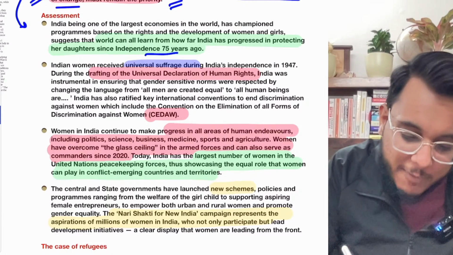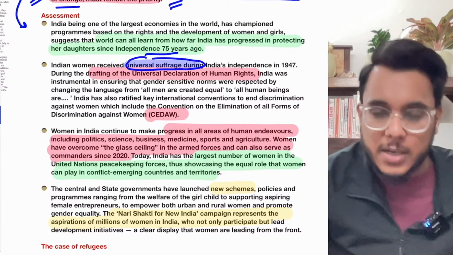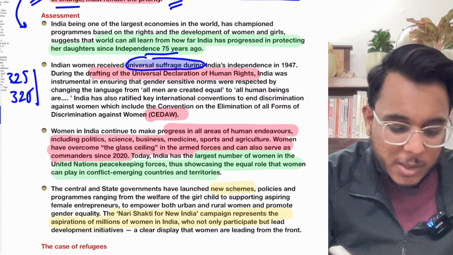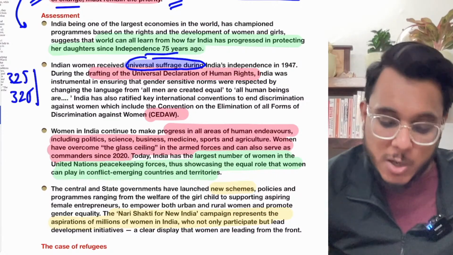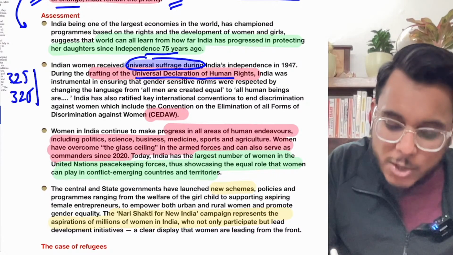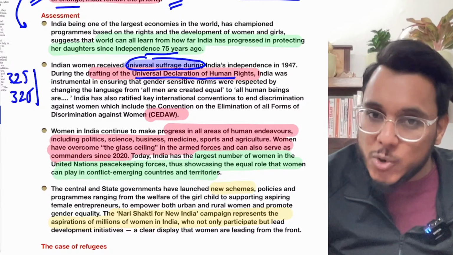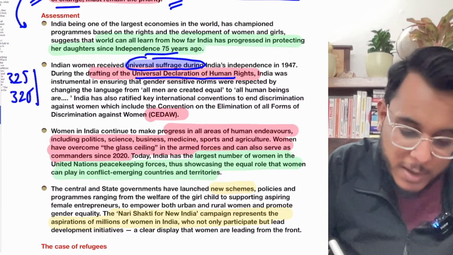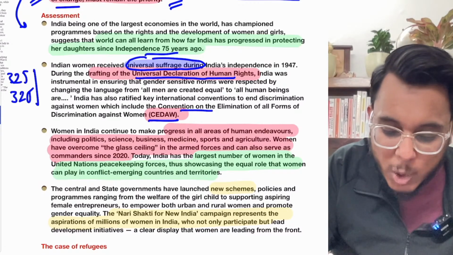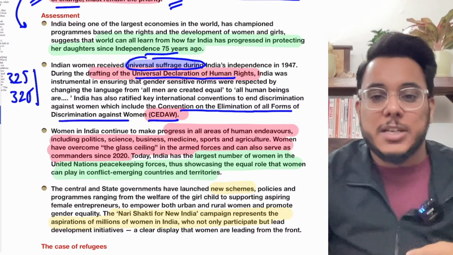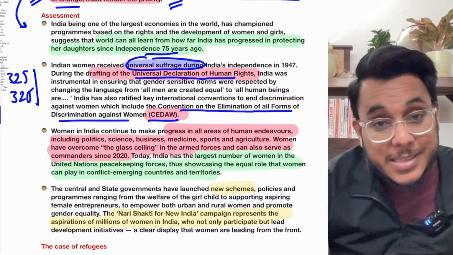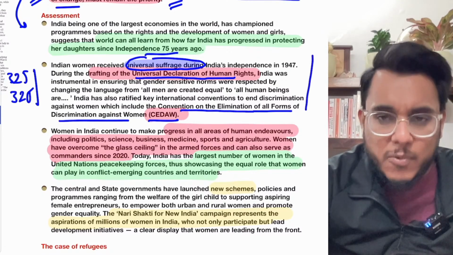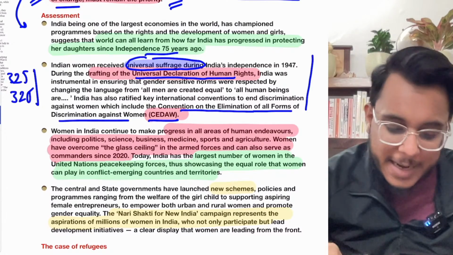75 years ago, we gave universal adult suffrage. Articles 325 and 326 provide the constitutional right to vote, where women have been given equal right. Then we drafted the Universal Declaration of Human Rights in 1948, which specially recognized women's equality and rights. Moreover, we have also signed CEDAW, the Convention on the Elimination of All Forms of Discrimination Against Women, in which women's subordination to men, domestic violence, and all these kinds of things are addressed. So these are some very good initiatives that have been taken by India since 1947.